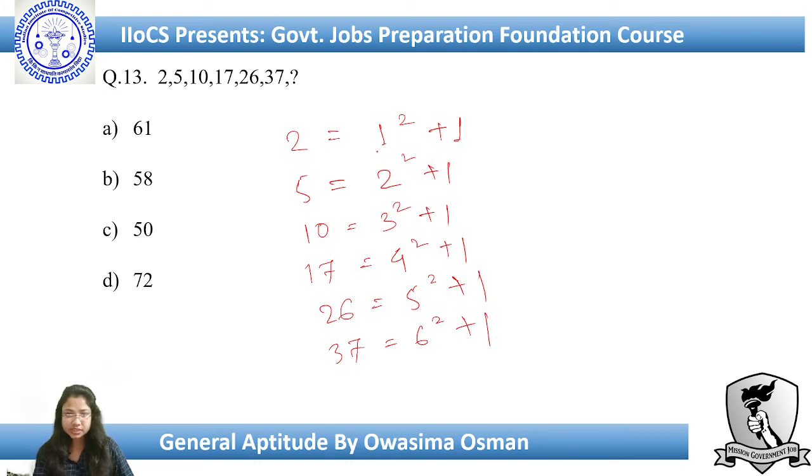So it is in consecutive numbers, which is in an AP series, and then the square of every consecutive number, and we are adding 1 to it. Then we will get our required answer. So our next term will be 7 square plus 1, which equals 50. So our answer will be option C. Okay.